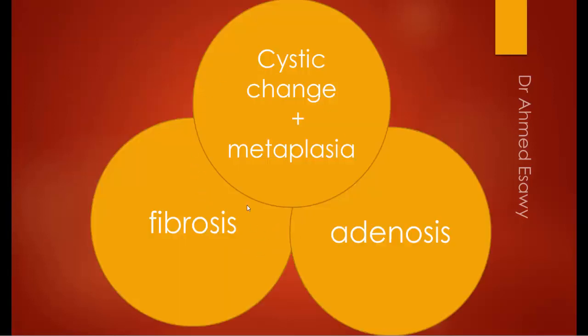Three hallmarks of fibrocystic change include cystic change plus metaplasia, fibrosis, and adenosis. These are the three components of fibrocystic change: cystic change plus fibrosis and adenosis.